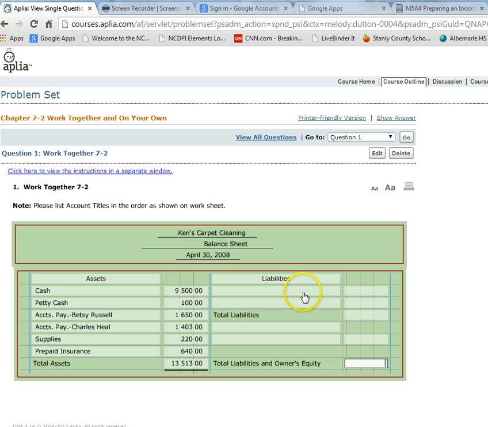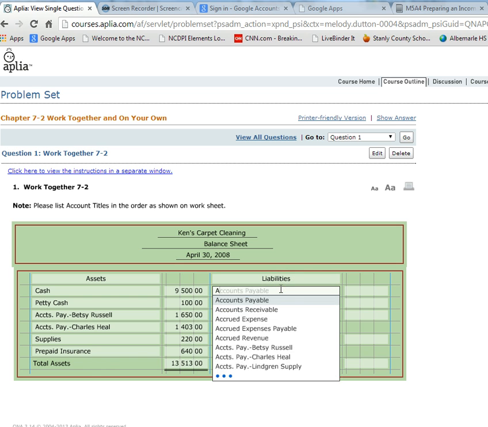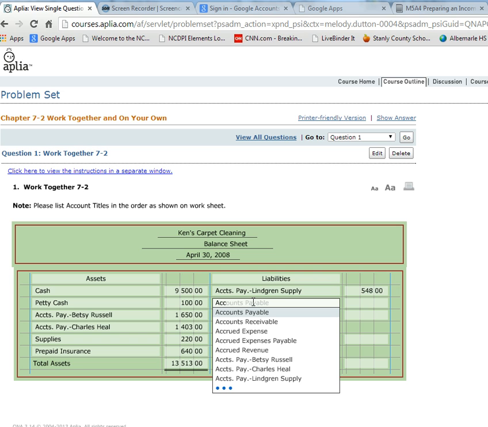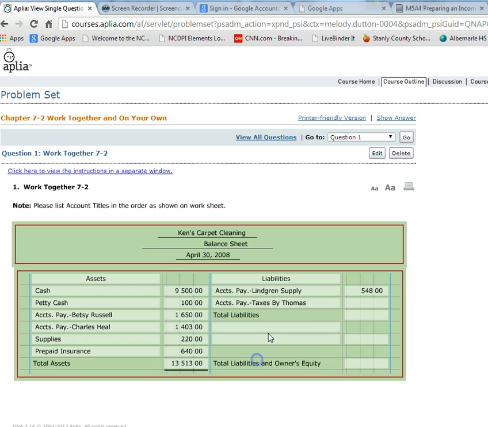$13,513. Okay, our liabilities. Accounts payable, Lindgreen Supplies, $548. Accounts payable, Taxes by Thomas, $111. So if we add up our liabilities, 548 plus 111, we get $659.